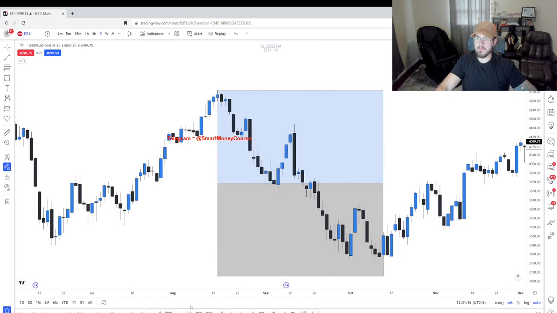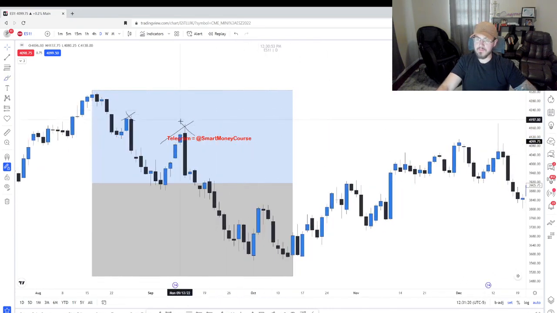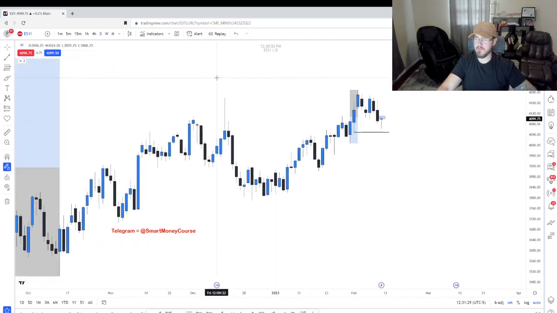Any kind of liquidity, like this, or like this, often will get targeted. So whenever you're in retracement mode, you can be looking for price to move that direction.